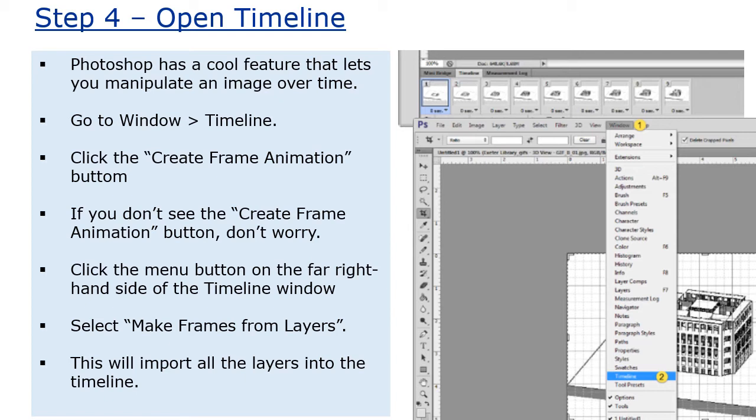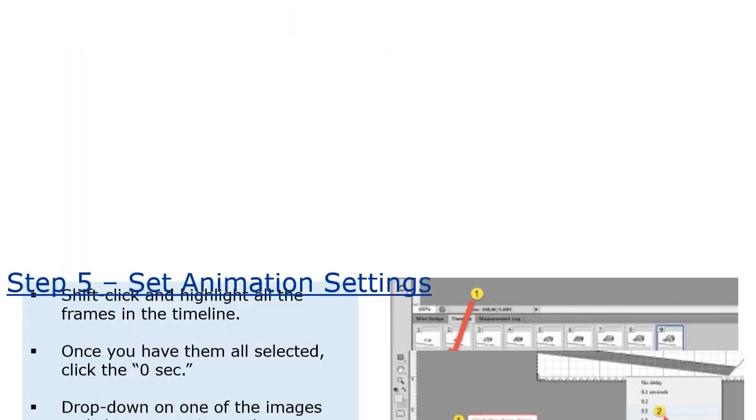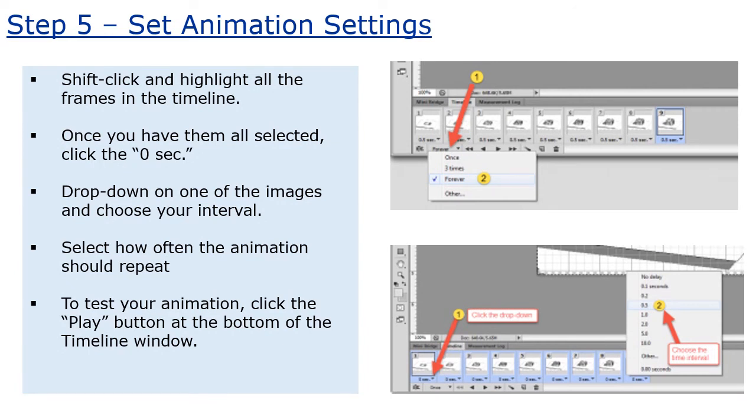With the timeline window open, click the Create Frame Animation button, as shown below. If you don't see the Create Frame Animation button, don't worry. Step 5. Set Animation Settings.